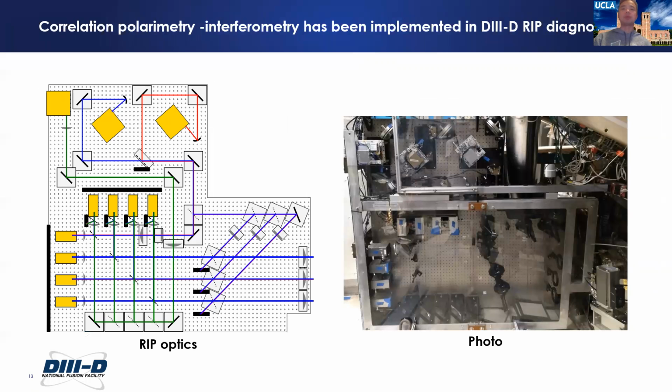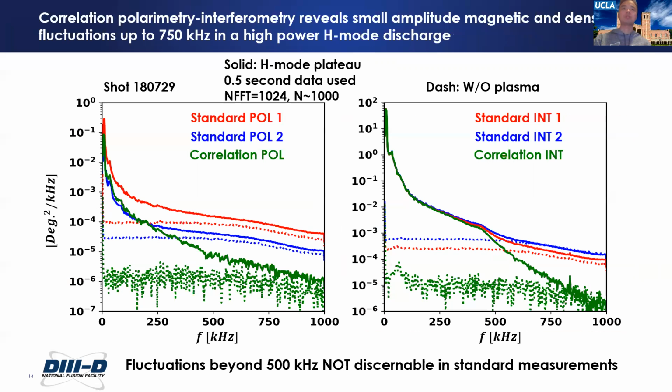So here I'm showing diagnostics that we implemented on the DIII-D Tokamak, and I'm not going to talk about details. Please feel free to contact me if you have any questions. So here I'm showing the plasma result. The left-hand figure is the polarimetry, and the right-hand figure is interferometry. Solid lines are from a plasma plateau using 0.5 second data, and the dashed line is the noise floor without plasma.